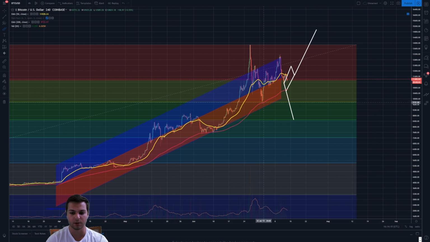comes back down into this area, used as support, kind of has a piercing candle action. I wouldn't even call this a piercing candle. I would just call this a retest of support, bouncing off this 200 EMA, coming back up here, using this area as support once again.